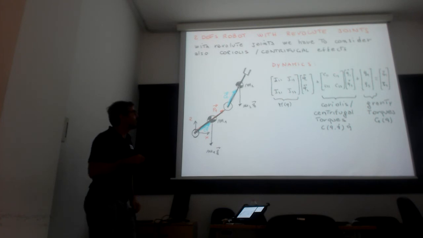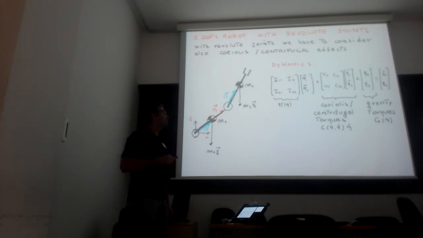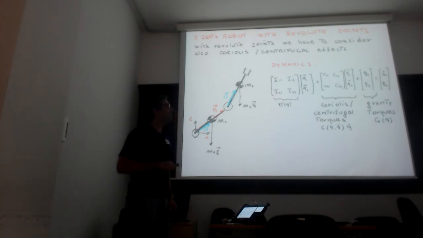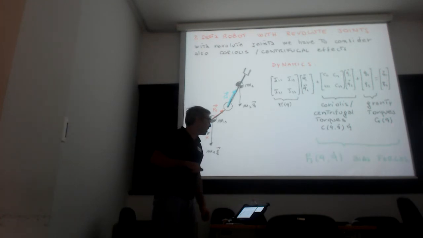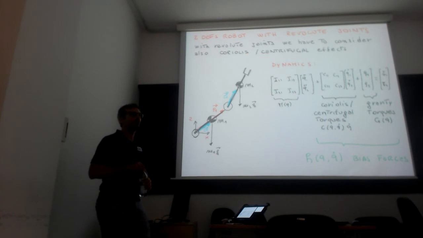And we have these two. We are on the vertical plane, so this time we have gravity affecting, and we have this term that represents the Coriolis and centrifugal torques that we can express as a C matrix, dependent on position and velocity of the joints, times the velocity vector. While the gravity torques, as we saw before, only depend on the position, on the configuration of the joints. And these two terms can be merged into a term H that people call bias forces.